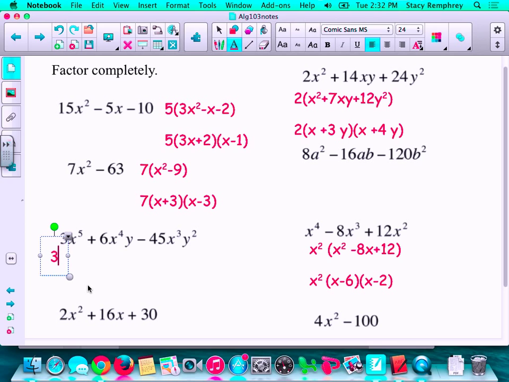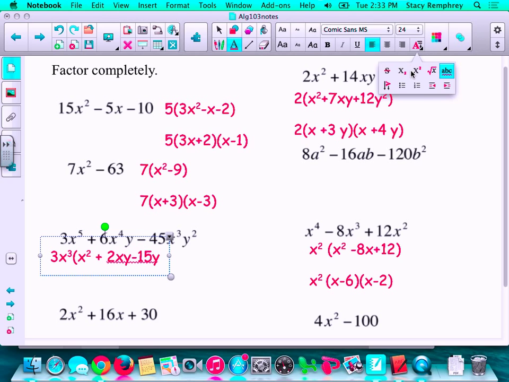This is the last one I'm going to do. If you want to try the other ones, that's fine. I'd be happy to check them in class for you. So that's going to leave me with x squared here plus 6xy. Oh, I'm sorry, that's plus 2xy. Minus 15y squared.